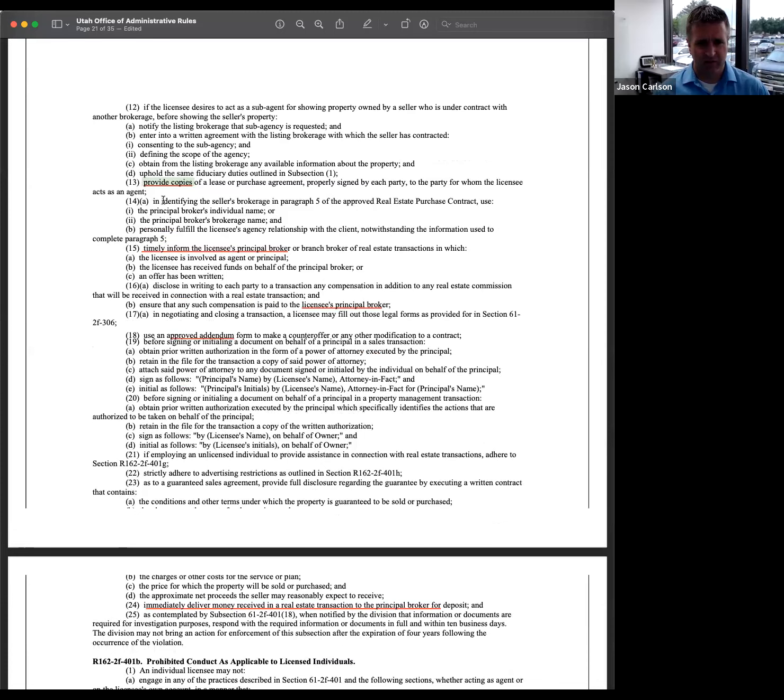Number 13 is one that happens a lot: provide copies of the lease or purchase agreement signed by all parties. We put it in Loop, we get one signature, and then we never send it to the client again, so they don't get a fully executed copy of the contract. We need to provide the fully executed contract to our client once we have it. So just be careful with that. Once you have it, it's easy to share back in Loop with your client.